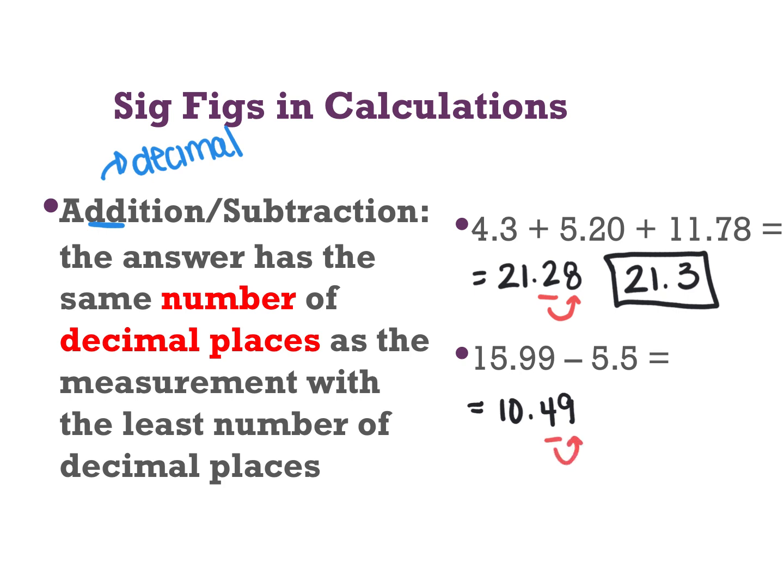However, you have to look at the 9. Is that 9 going to cause you to round up or down? Up. So what does that 4 round up to? 5. Okay, so you're going to round this to 10.5.